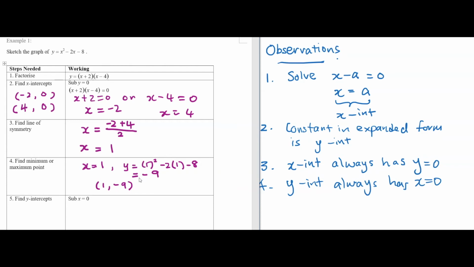The last feature that you may need to show is the y-intercept. Remember I said if you're finding the x-intercept, you substitute y equals 0. To find the y-intercept, you substitute x equals 0. Again, you have a choice of which equation to substitute into, but clearly, if you substitute into the original, it will be easier. Or if you recall that the constant in the expanded form is the y-intercept, then this is simply y equals -8. So the y-intercept is -8. In coordinate form, that means x equals 0, y equals -8.